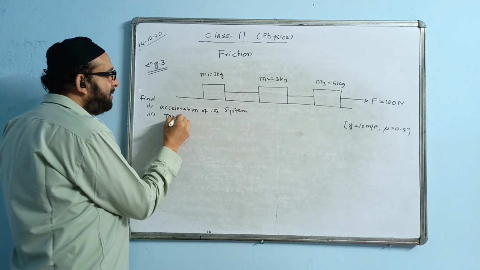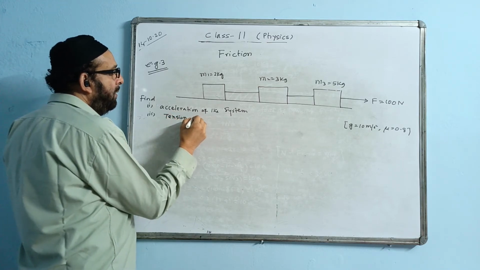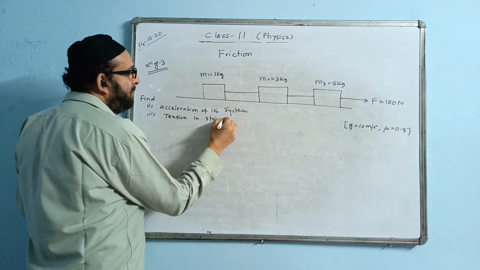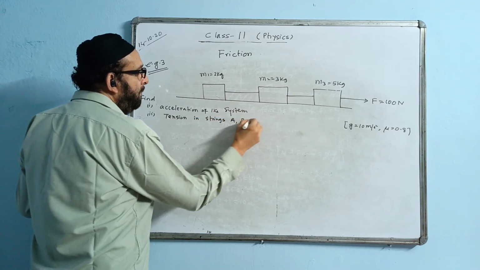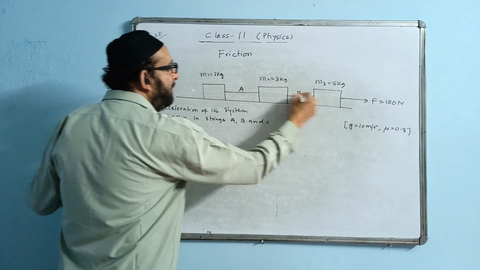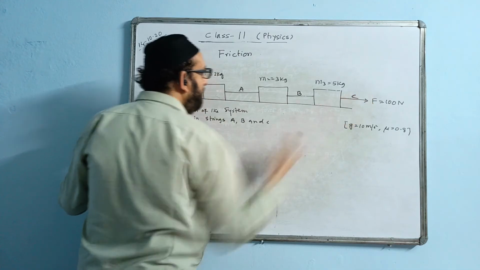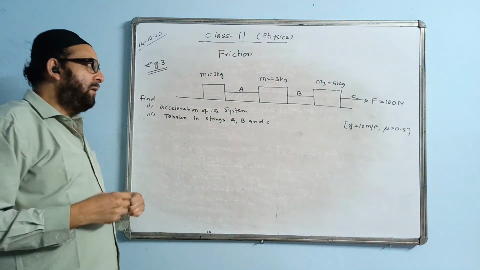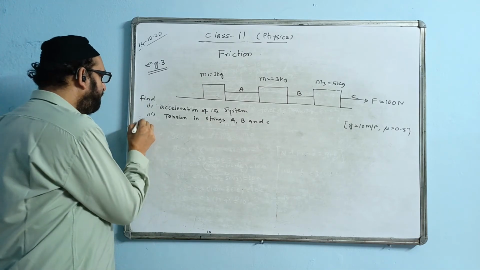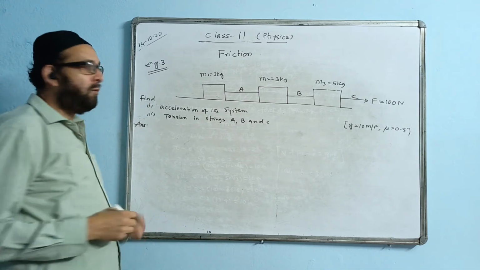Second part: find the tension in each segment of the string. Tension in the strings A, B, and C. This is the string A, this is the string B, this is the string C given here, like this. This is the question. Now let us solve.